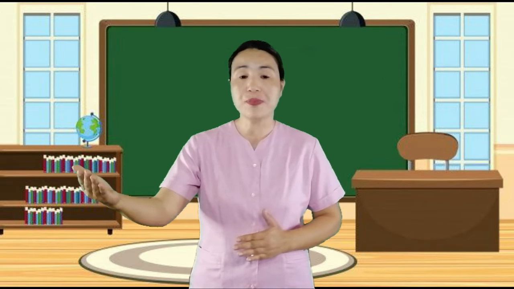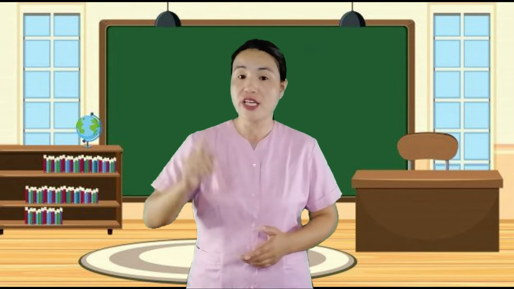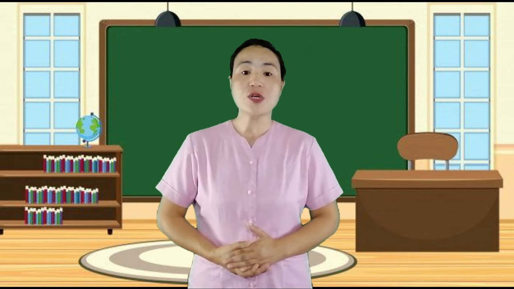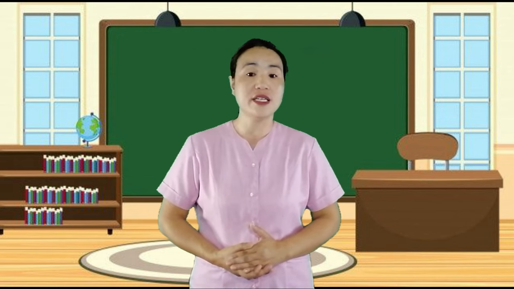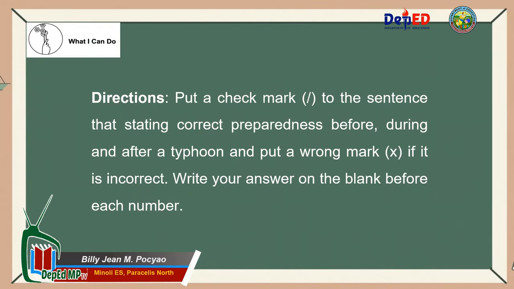How did you find the preceding activities? Were they easy? I'm sure they were. In the next activity, you are going to apply the lessons you have learned in real-life situations. Directions. Put a check mark to the sentence that is stating correct preparedness before, during, and after a typhoon, and put a wrong mark if it is incorrect. Write your answer on the blank before each number.